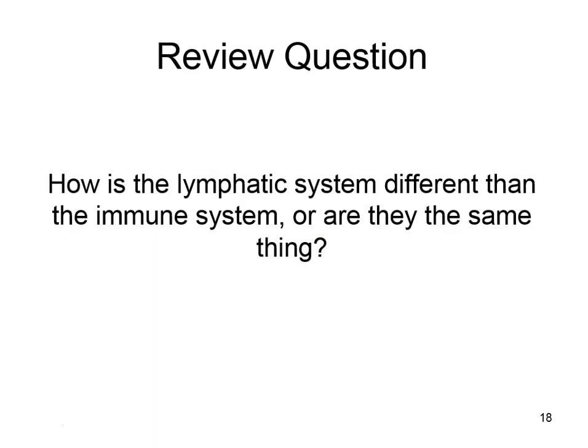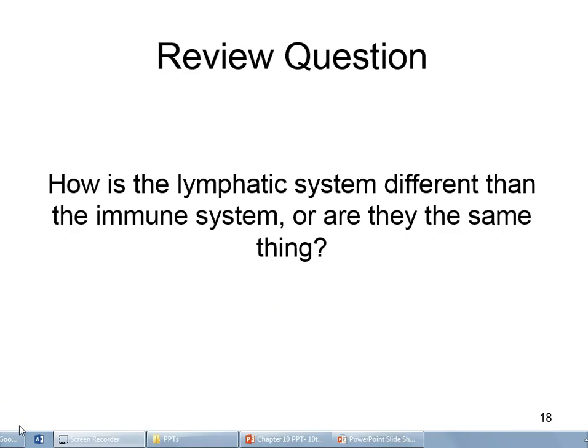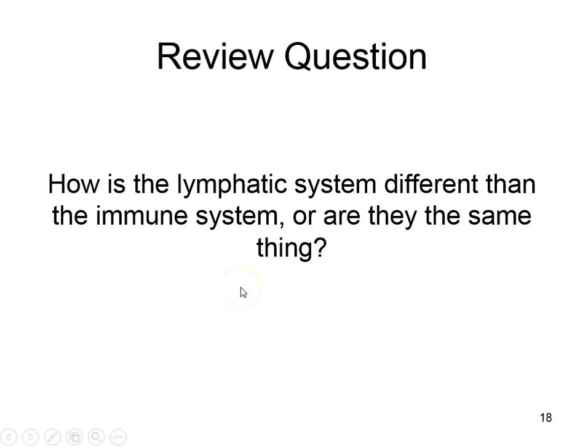Okay, so how is the lymphatic system different than the immune system? Or are they really the same thing? Well, in this case, they are different in the sense that the lymphatic system does have its own organs, and really it's responsible for circulating lymph tissue. Parts of the lymphatic system contribute to the immune system, but the immune system's main role is to fight infection and can really pull from parts of many different systems.